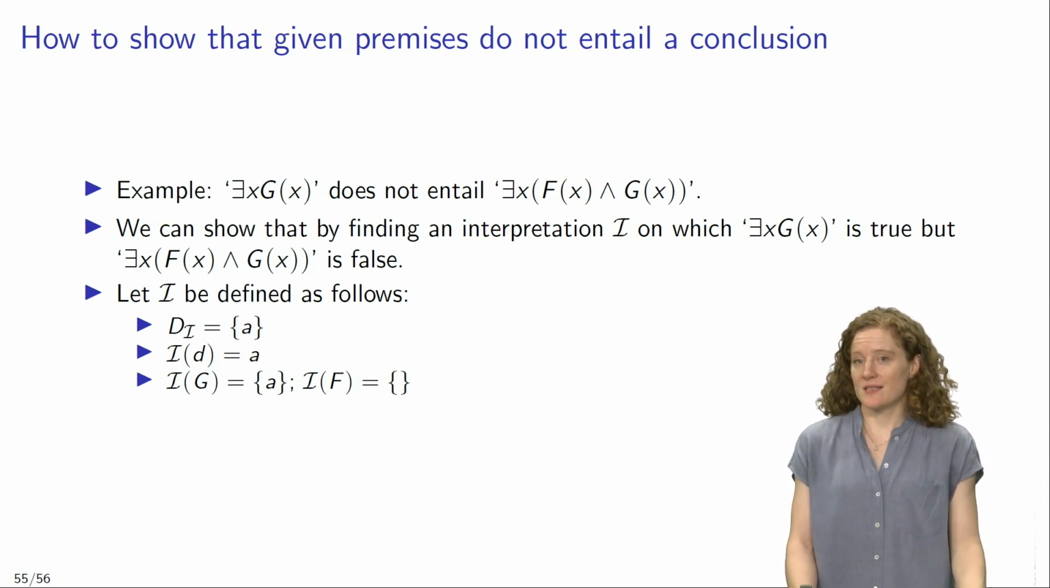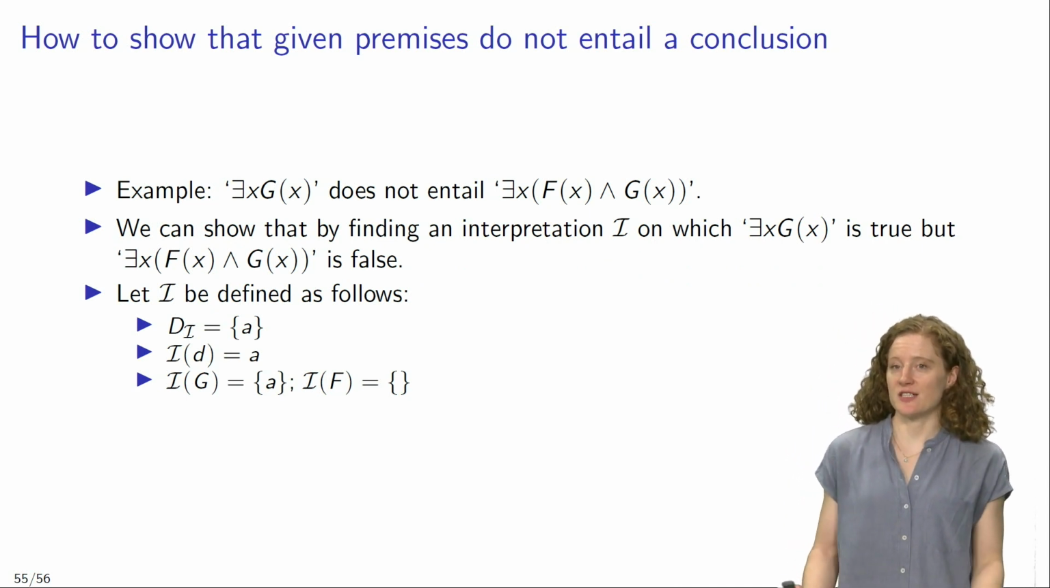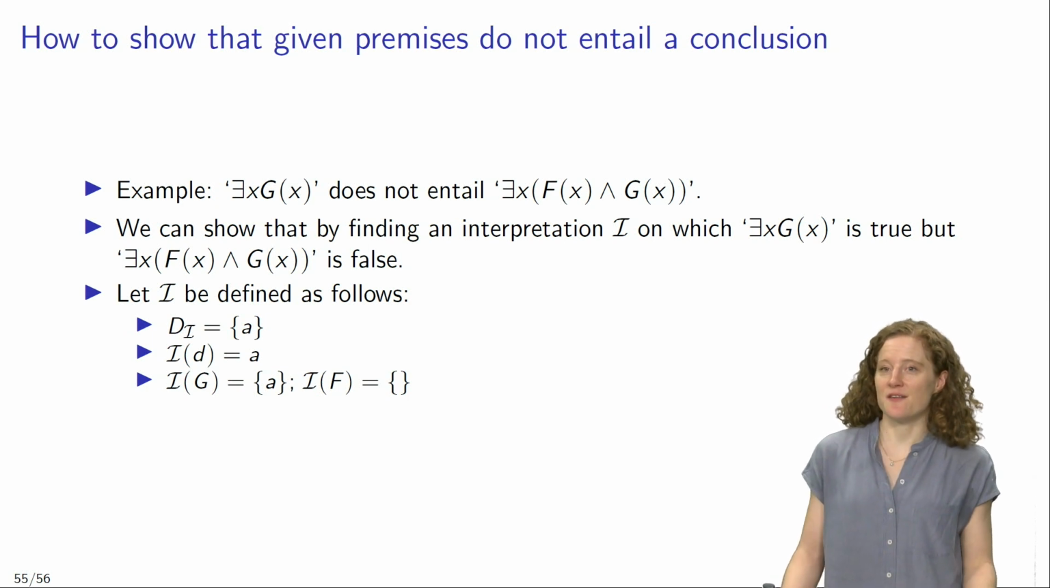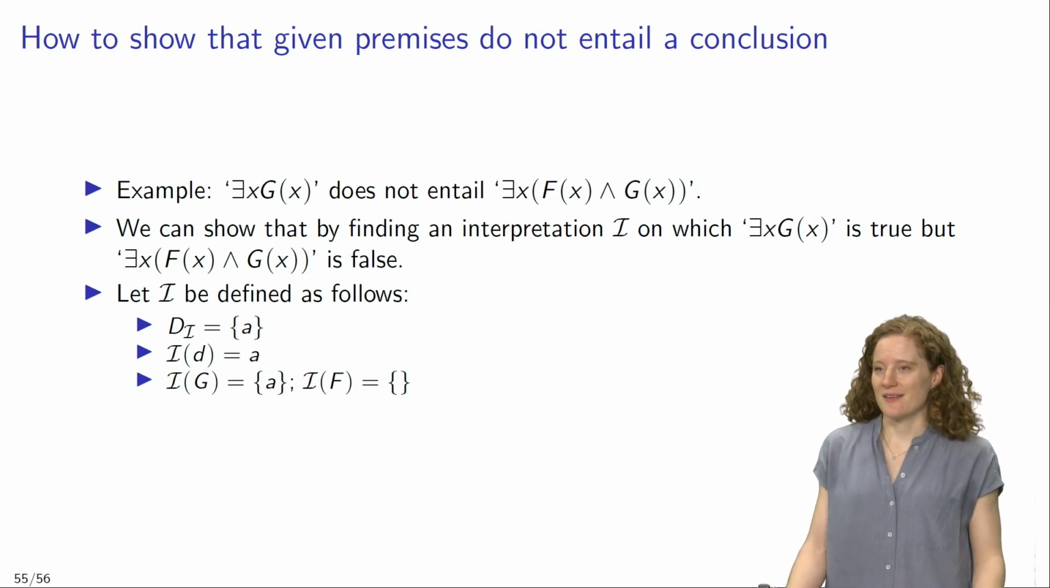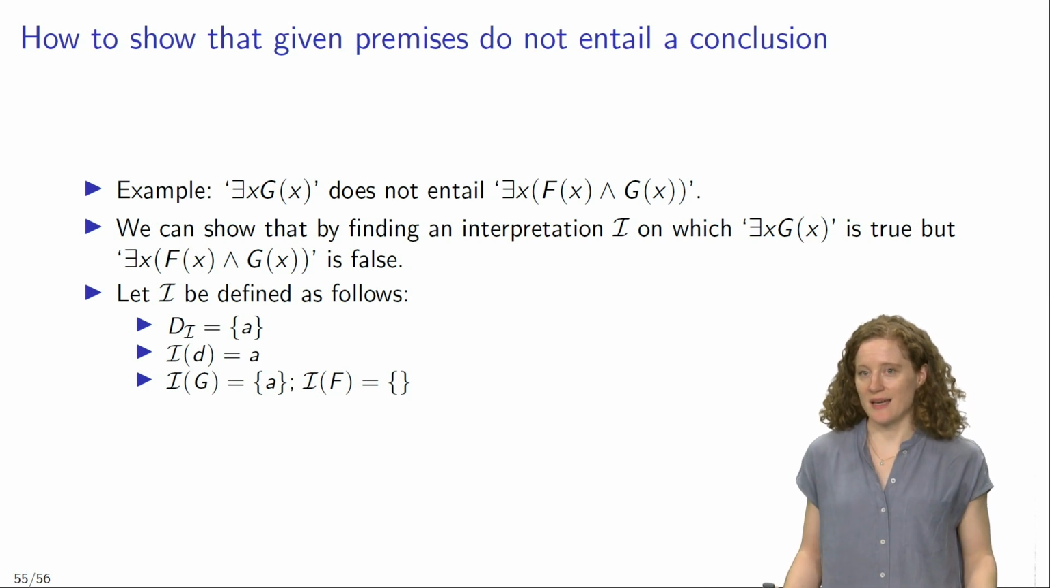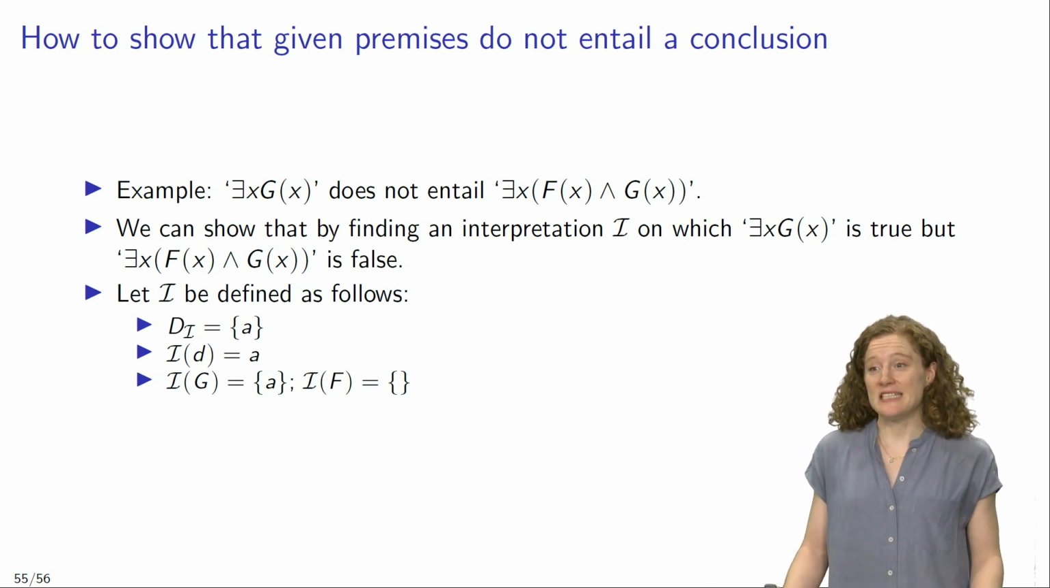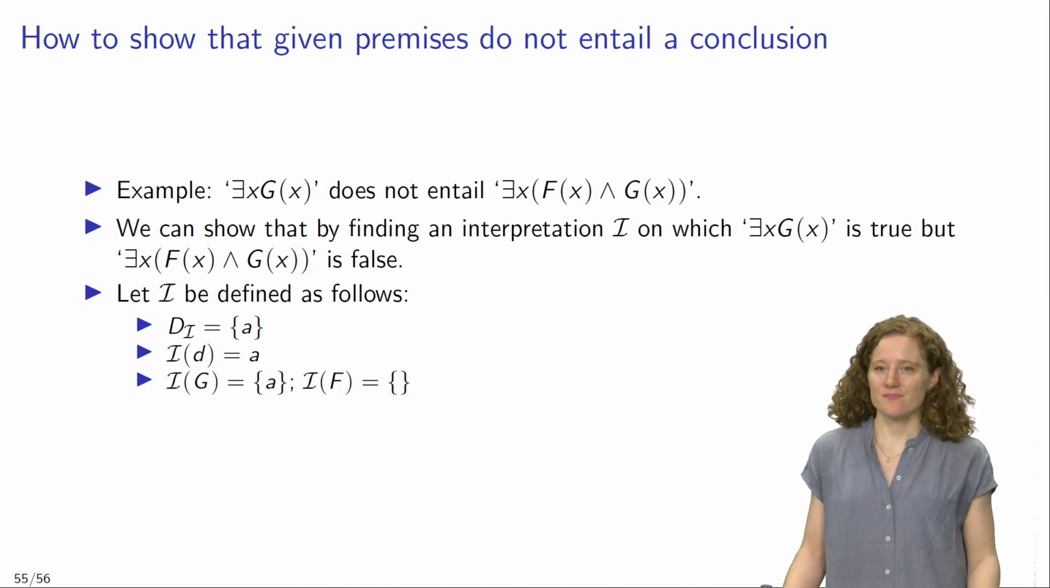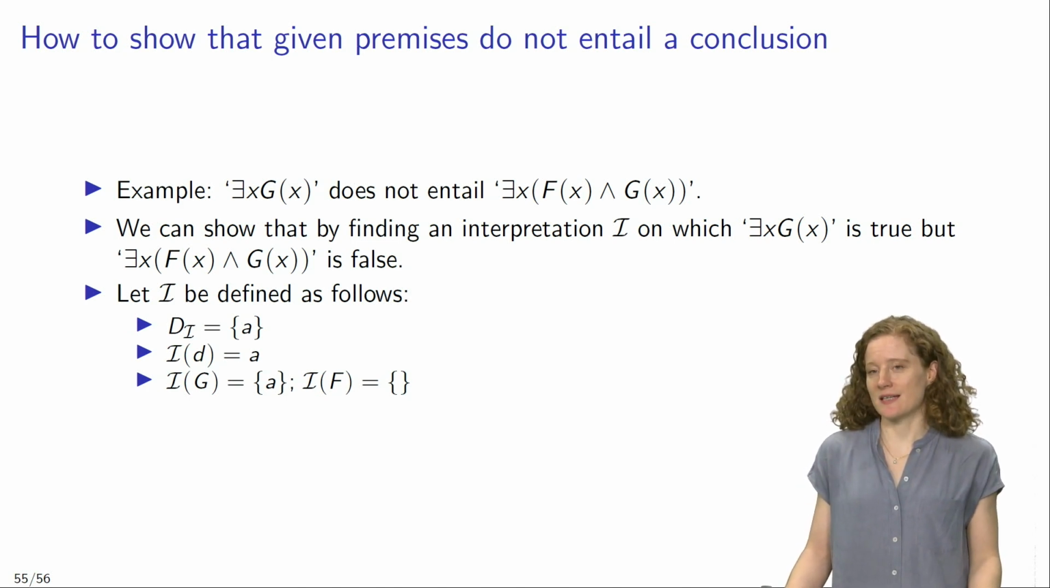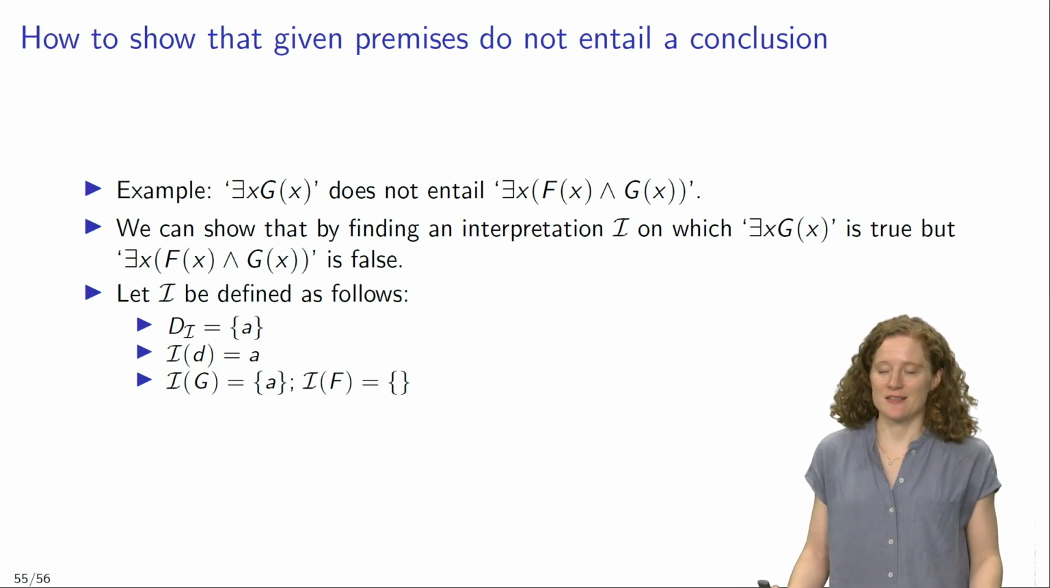Now, here's an example of such an interpretation. Let I be defined as follows. The domain of I includes only one object, namely the object A. The name D refers to A, and the predicate G includes A in its extension, but the predicate F doesn't include anything in its extension, so F does not apply to anything.